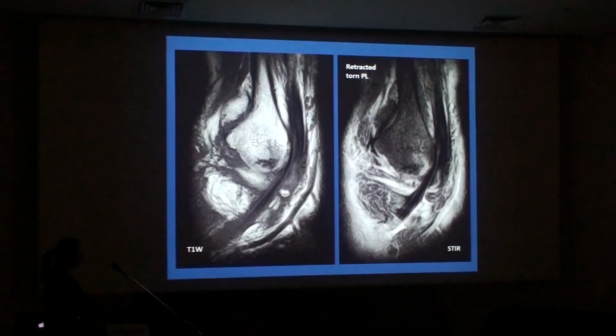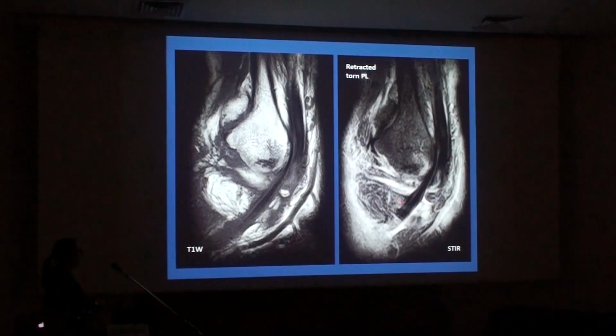On MR images, you can miss the presence of retracted os peroneum, particularly if you look at it here on the T1-weighted images, it is more obvious, but it's important to look at the radiographs. And this is the full thickness tear of the Peroneus longus, again, retracted os peroneum.